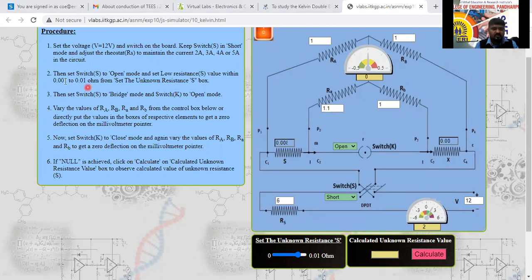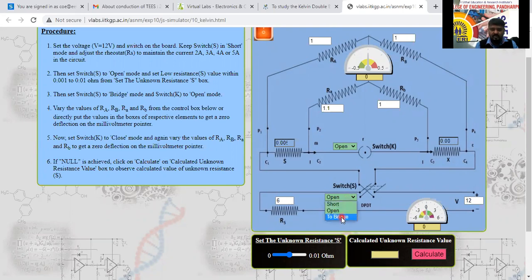Just a minute. Set switch Y. We have to keep it in open mode first and set the low resistance value here, 0.005. Keep this one in open mode and set the low resistance value 0.005 here. Then switch Y to bridge mode and switch K in open mode.